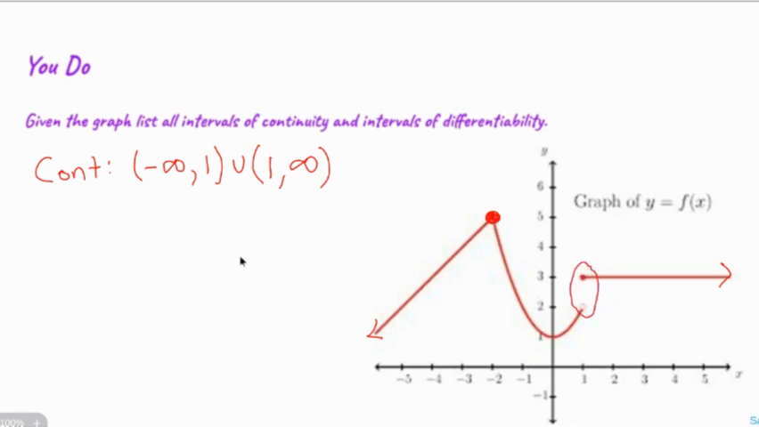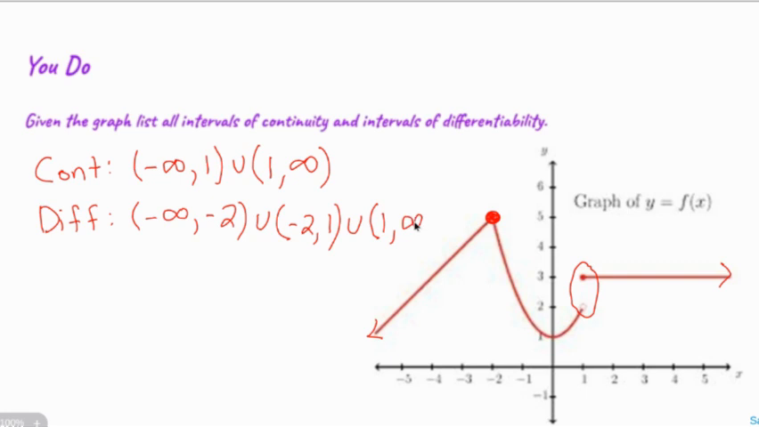So now corners and cusps, but also discontinuities. So we've got to remember this one right here. So we have 2 instances of non-differentiability, so we should have 3 intervals. We start at -infinity. We go to -2, it looks like. And we go from -2 to 1. And then 1 to infinity.